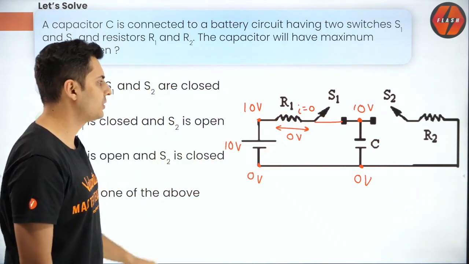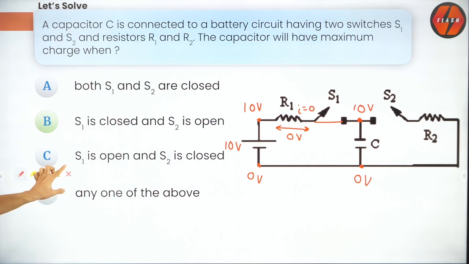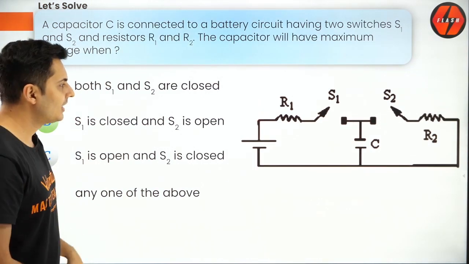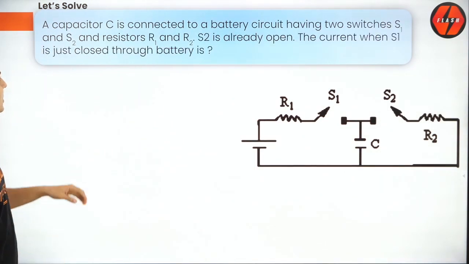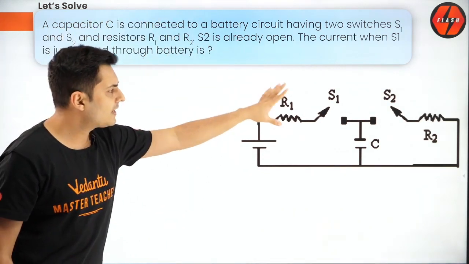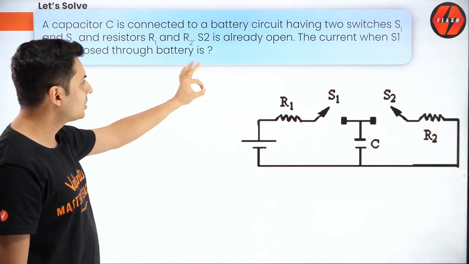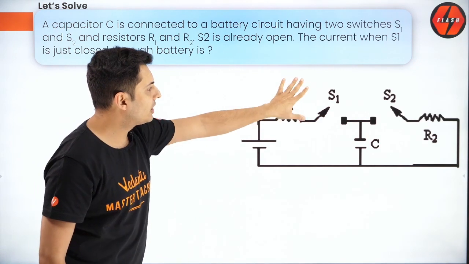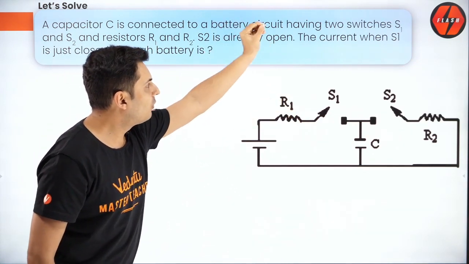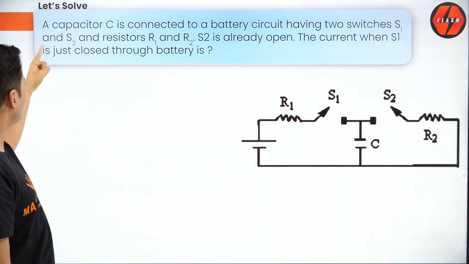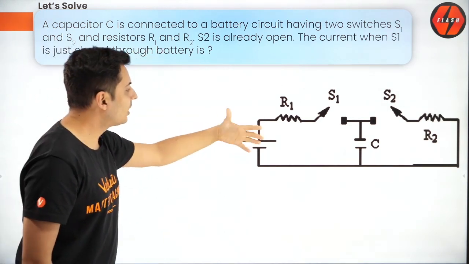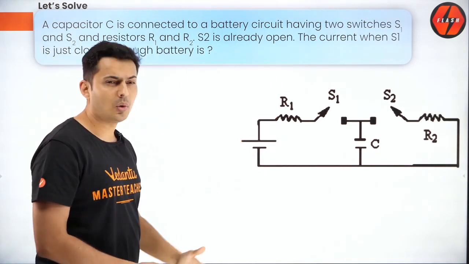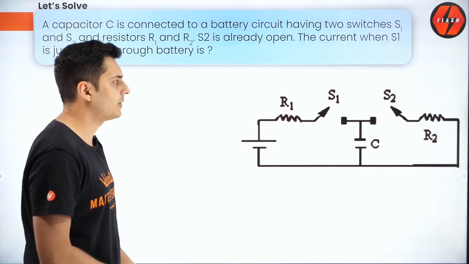What a brilliant question, I would say. Very good question. Alright. Now, there is another part of this question. It says, same circuit is given, but the question is when both of them are open initially, what will be the current when S1 is just closed? So, what will be the current through the battery? Only S1 is closed, S2 is kept open.